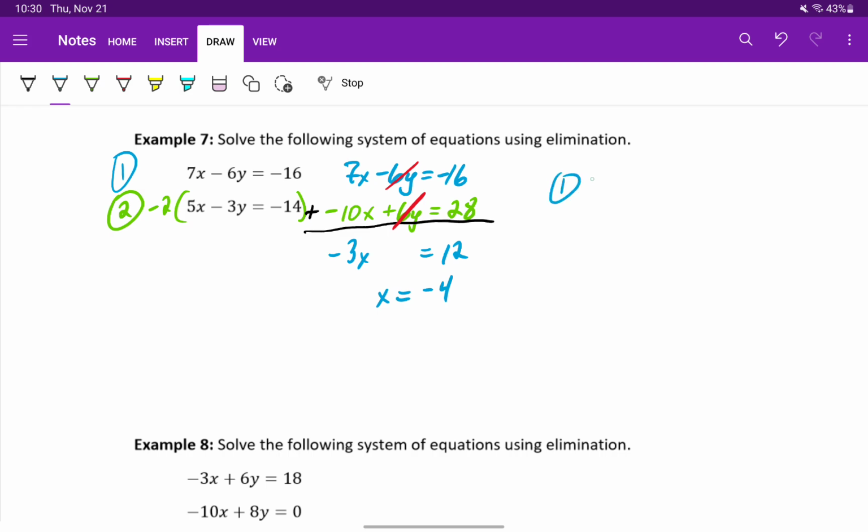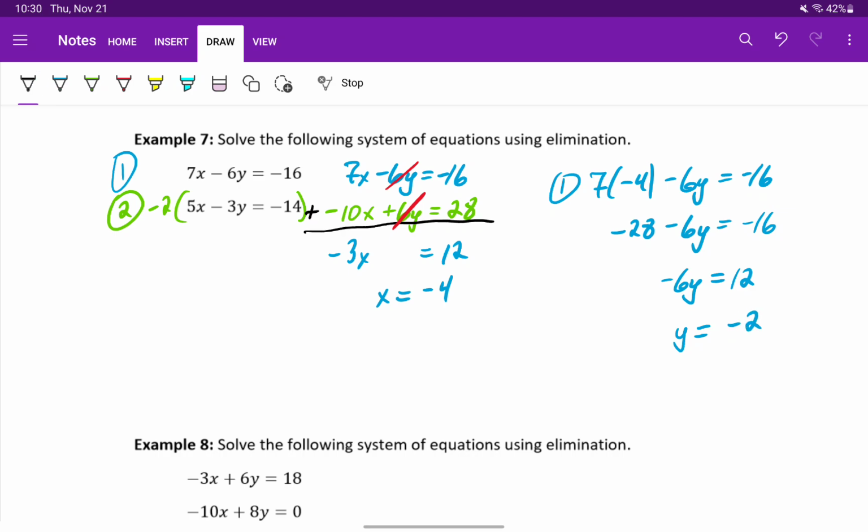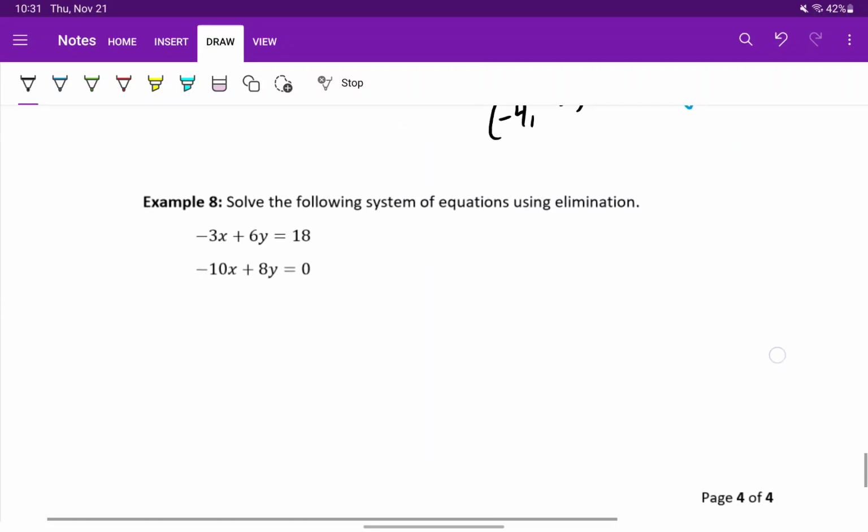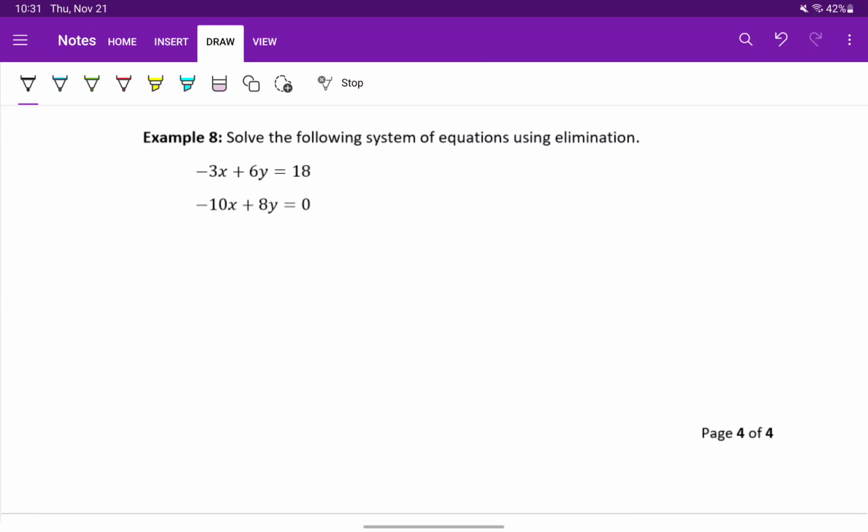Now we can go back to either equation. In this case, we'll use equation 1, substitute in the value that we found for x, which will give us negative 28 minus 6y is equal to negative 16. If we add 28 to both sides, we'll have negative 6y is equal to 12, and then dividing both sides by negative 6 will give us negative 2. This means we found our solution as the coordinate pair negative 4, negative 2. The real trick to this elimination method is just identifying what to multiply the equations by in order to get a term to cancel out.